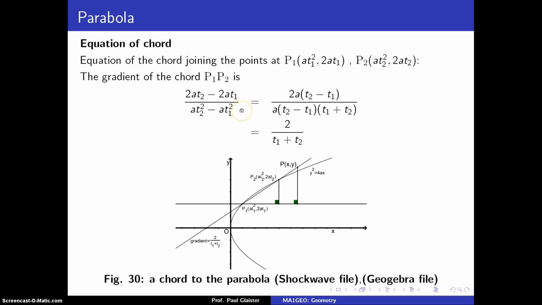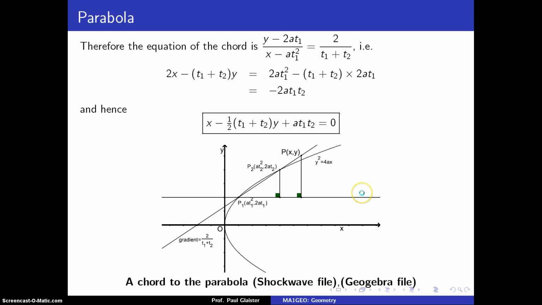coordinates divided by the difference of the x coordinates, which is this, assuming that t1 and t2 are different. In other words, P1 and P2 are not the same point. So that would be where this chord becomes a tangent. So by factorising the denominator as the difference of two squares and cancelling, because t2 is not equal to t1, we get this expression for the gradient of the chord.